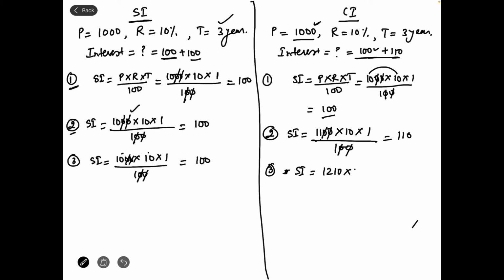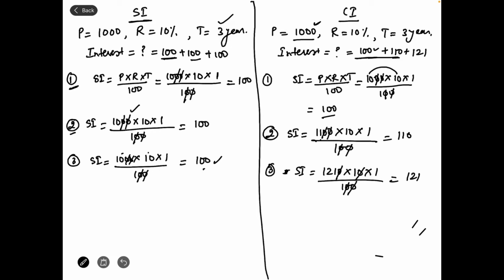Okay, rate of interest is again 10%, and time is again 1 year, because we are calculating it for after 2 years. Okay, after completion of 2 years, and divide by 100. So the 10 will cancel the 0 here, and the second 0 will cancel the 0. So this 121 into 1 will be 121. So in case of simple interest, the interest for the third year also is 100 rupees, and in case of compound interest, the interest for the third year is 121 rupees.